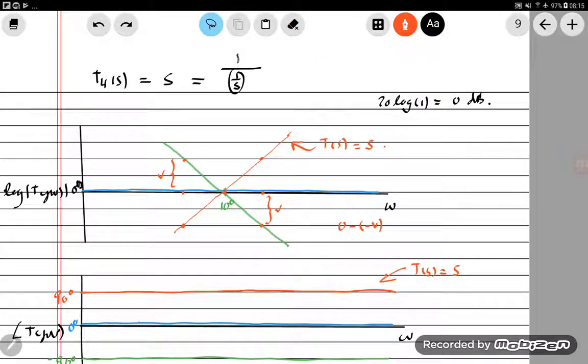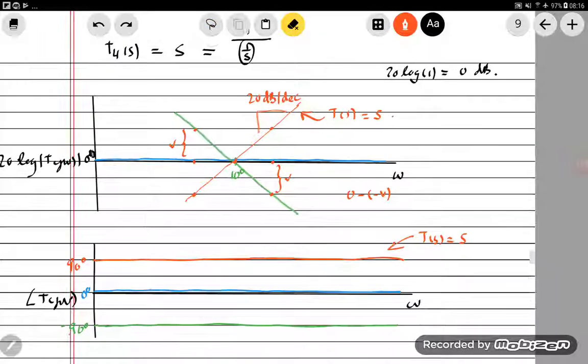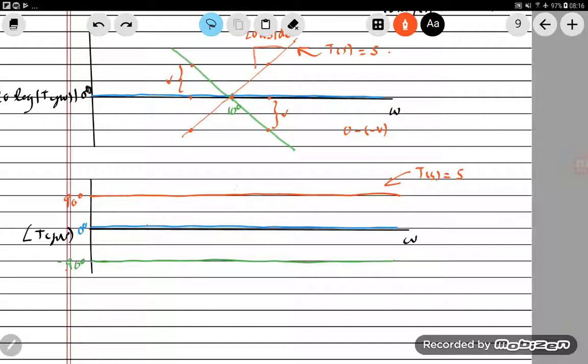Okay, so whenever you see a transfer function that has a 0 in it, which will of course be in the numerator, then you know that the magnitude plot for that s crosses the 0 dB line at 10 to the power 0, and it has a gradient of 20 decibels per decade. And the phase of a 0 is a positive 90 degrees.